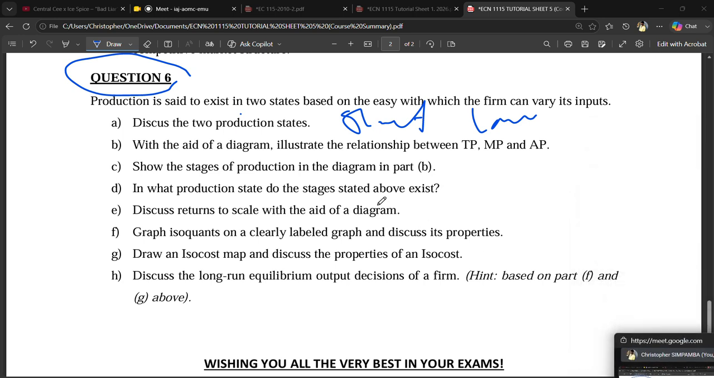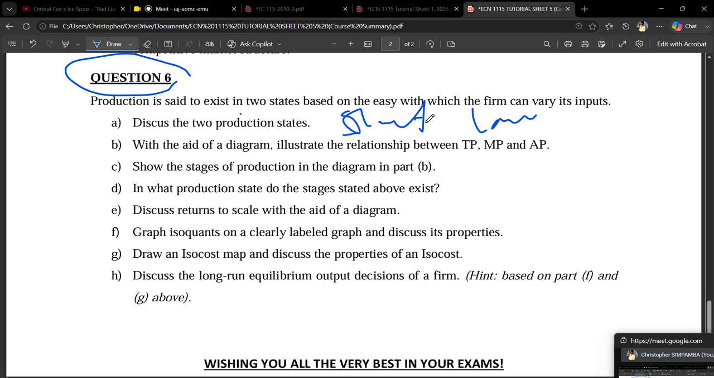Like I was saying, production varies in two states: the short run and the long run. In the short run we have one factor varying and the other one constant. So we have variable factors or costs, and fixed factors or costs. In the long run we have both of them varying. So that is about production.